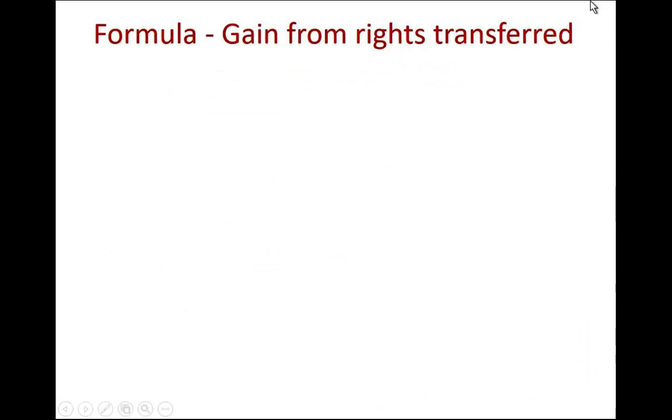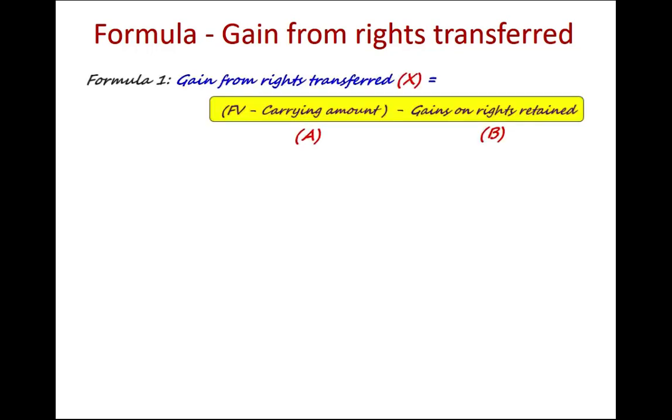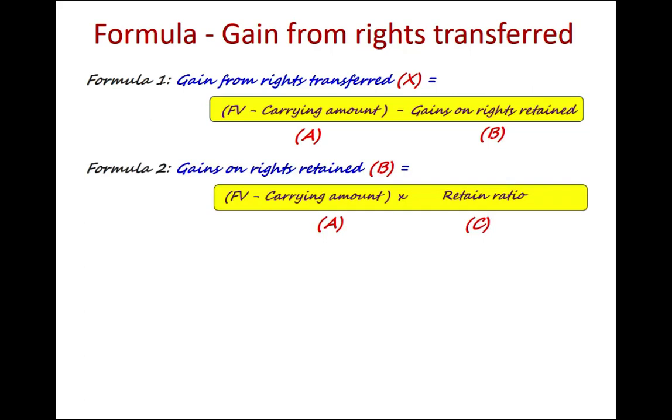And there you go. I'm going to show you the formula to determine the gains from rights transfer directly. And the way to do that is, remember in Formula 1, gains from rights transfer basically equal to total gain, fair value minus carrying amount, minus gains on rights retained, B. And we know in Formula 2, gains on rights retained B is basically equal to total gain, fair value minus carrying amount, multiplied by a retained ratio.